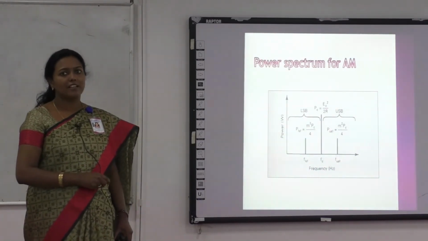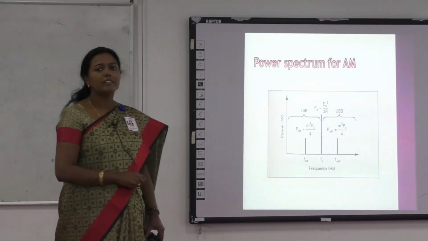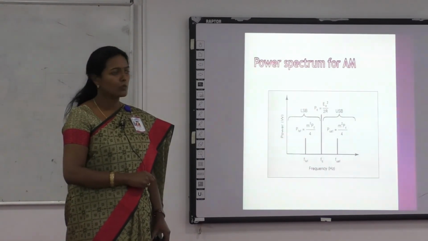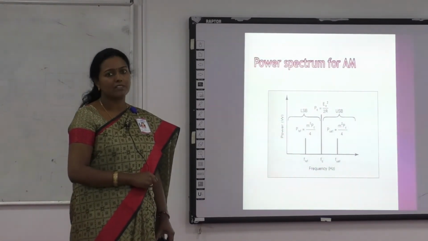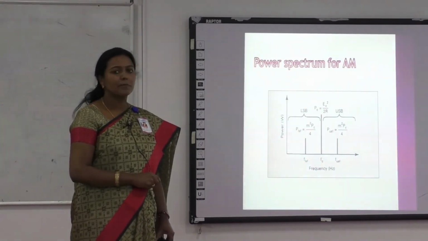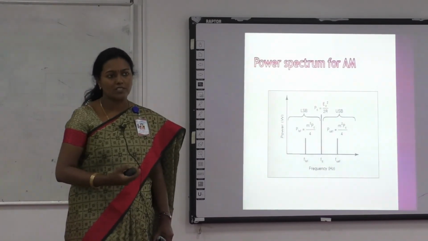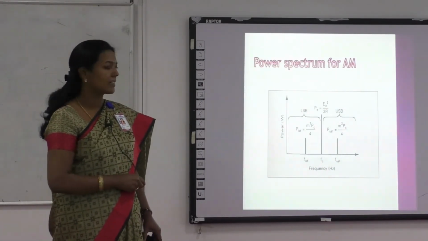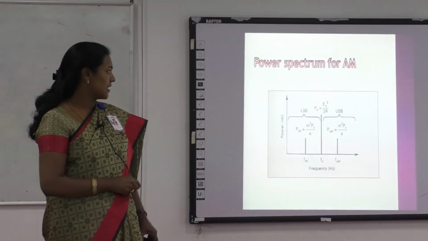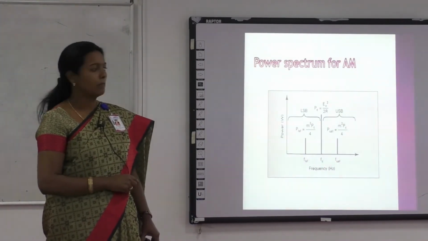From this, you can understand that the power consumed by the AM wave is more. It includes both the carrier power as well as the sideband powers. Now, instead of transmitting the entire signal over a long distance, you can reduce the carrier power as well as the sideband power. What we want is only the message signal.